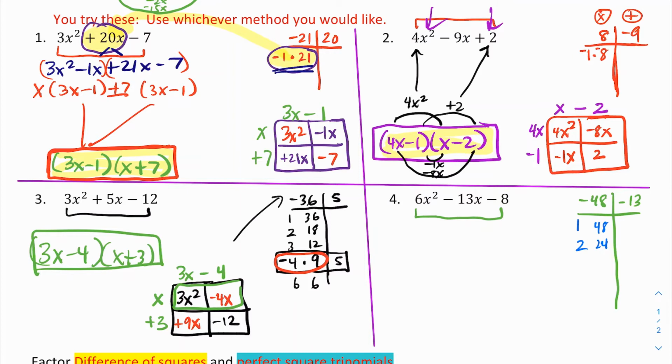Most of you probably don't think that 3 goes into 48, but it does, because 4 plus 8 is 12. And if 3 goes into 12, then 3 also goes into 48. So 3 times 16 is a number that you might have missed if you weren't making a chart. Okay, so if I make the 16 negative, that does give me negative 13. So this is it. These are my numbers.